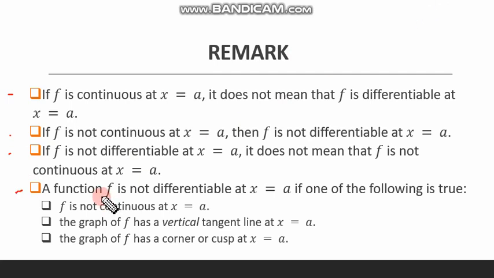Further things to remember: function f is not differentiable at x equal to a if one of the following is true. Our function is not continuous at that point, the graph of the function has a vertical tangent line at x equal to a, or the graph of the function has a sharp corner or cusp at x equal to a. We have seen this through our examples previously.